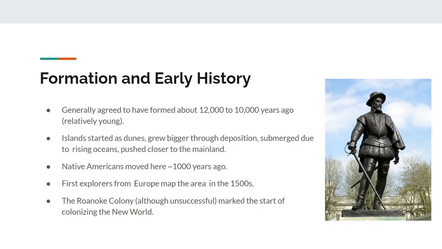Let's move on to early history. The first people to set foot on the Outer Banks were none other than the Native Americans, who came here about 1,000 years ago. 500 years later, in the 1500s, explorers from countries in Europe, such as Spain and Italy, came and mapped out the region, and later that century the colony of Roanoke was established as the first English colony in the New World, although it eventually fell for reasons which we still do not know to this day.